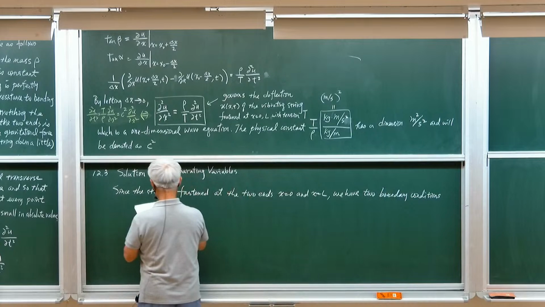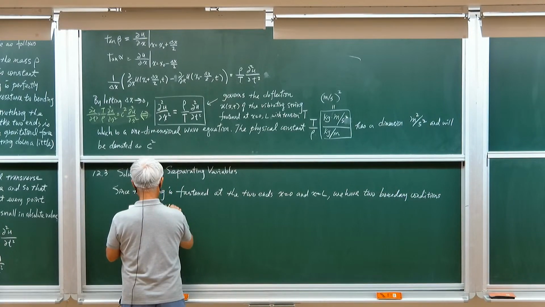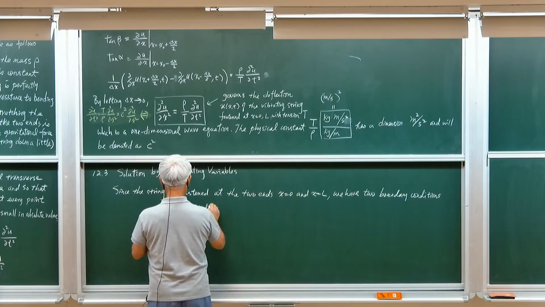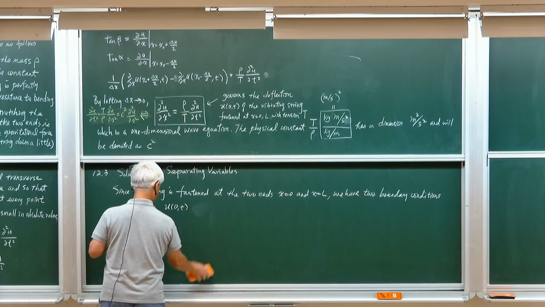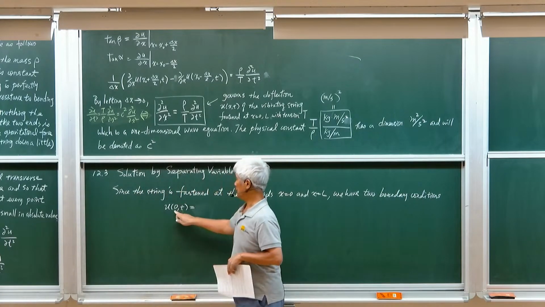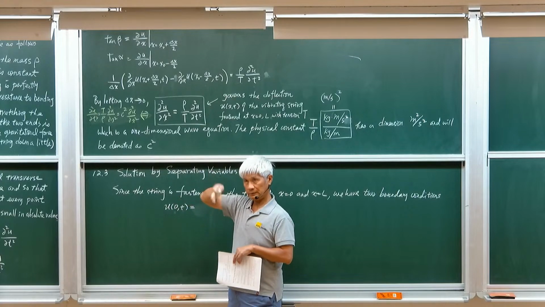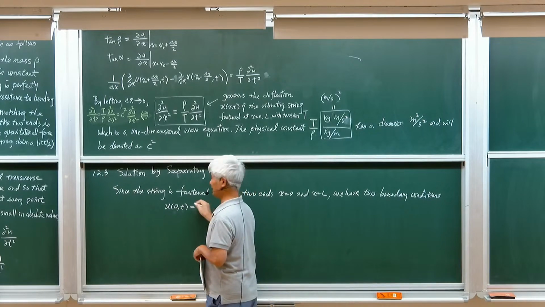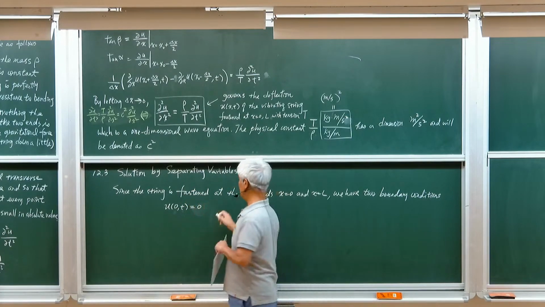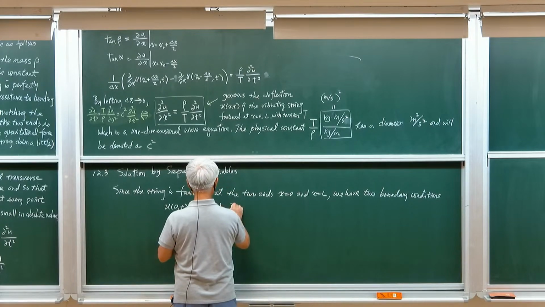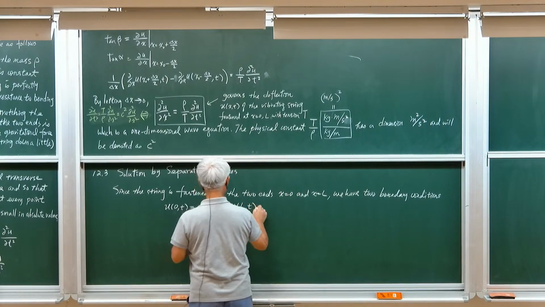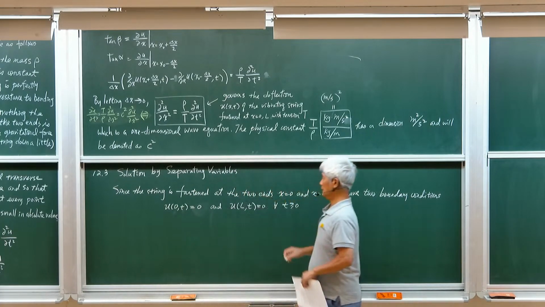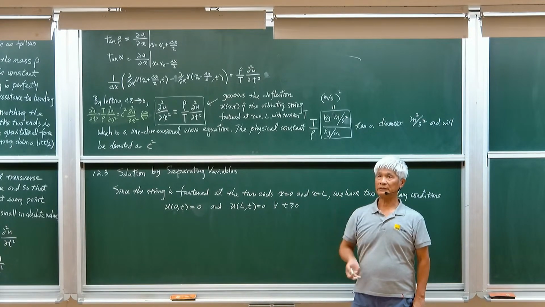So the boundary condition at u(0,t) and so at any time, the vertical deflection of the string at x equals 0 will be 0 because this is fastened there, right? And then u(L,t) is also 0 for all t greater than or equal to 0. Okay. So we have two boundary conditions here.